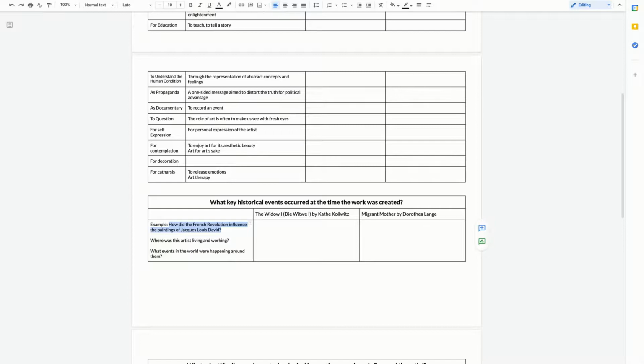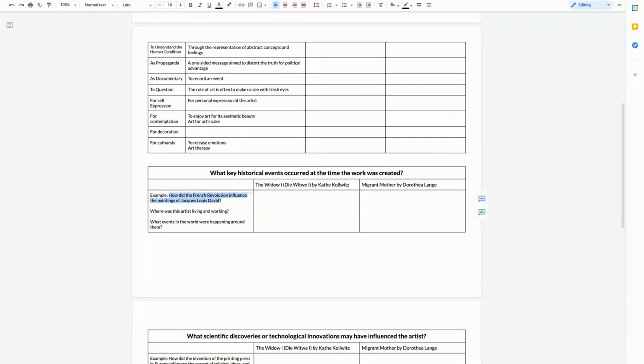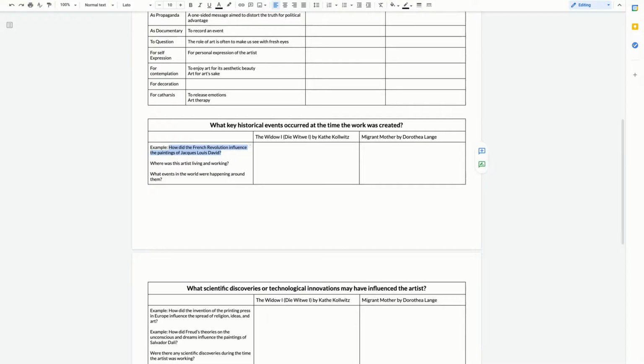It is really important in these sections and in this graphic organizer as a whole to explain yourself fully. Don't just say, he was impacted by the French Revolution. How was he impacted by the French Revolution? What was the French Revolution? Give me more. Explain it to me like I have no idea what the event was. The more detail you can provide here, the better off you will be when you are doing your final project for this.